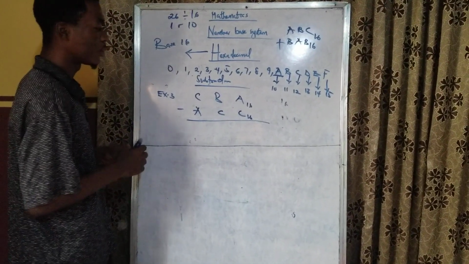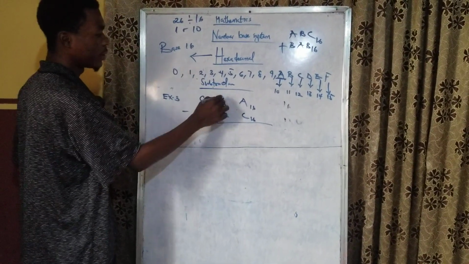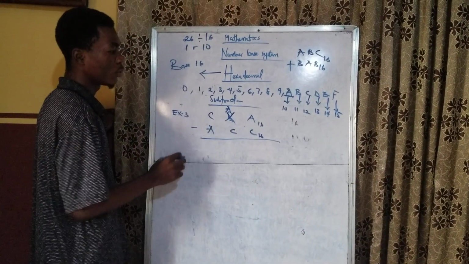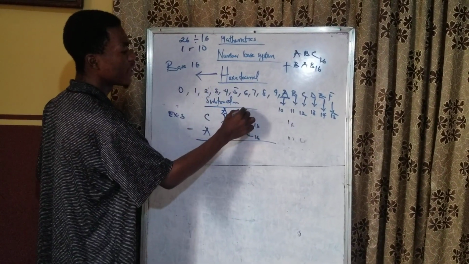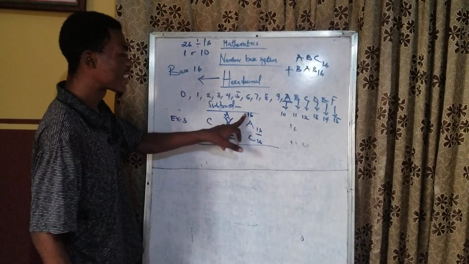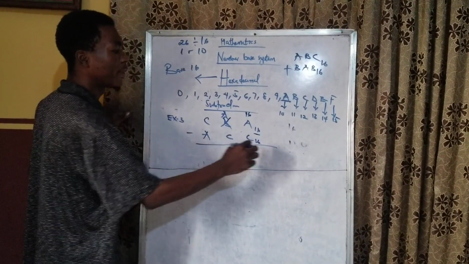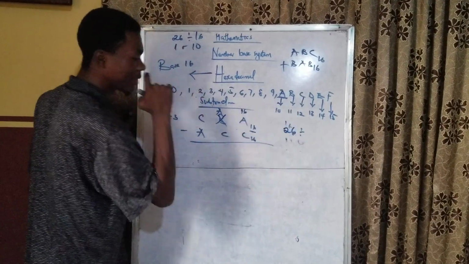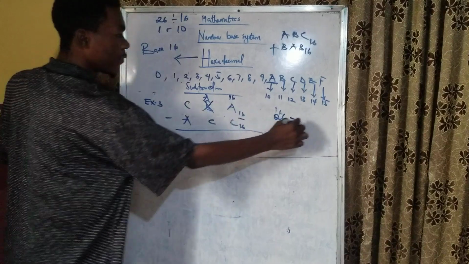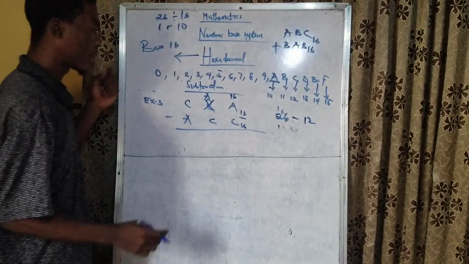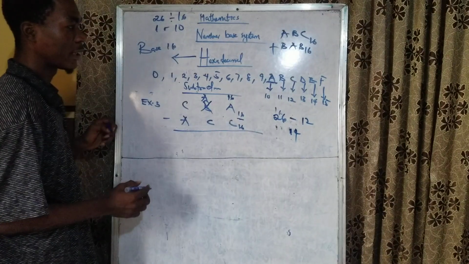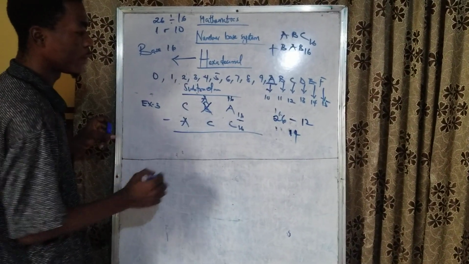So what do you think we are going to do? You borrow from this. B changes to A. The number you borrow here will be in the form of that base, 16. So 16 plus 10, what am I going to have? I'll be having 26. 26 minus C, which is 12. 26 minus 12, what am I going to have? 14. Do we get that? So what is my 14? My 14 there will be E.